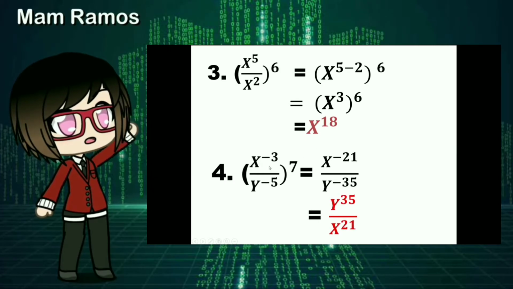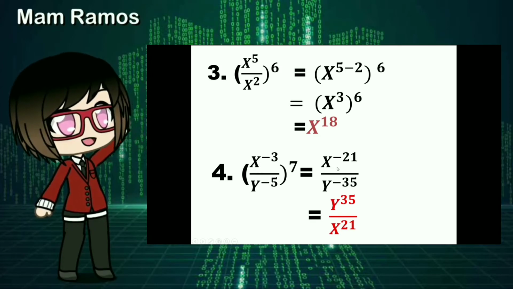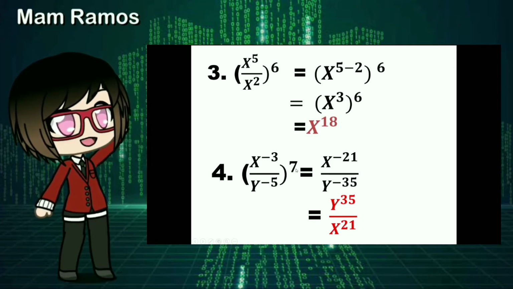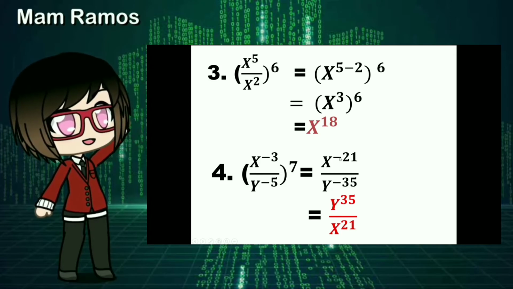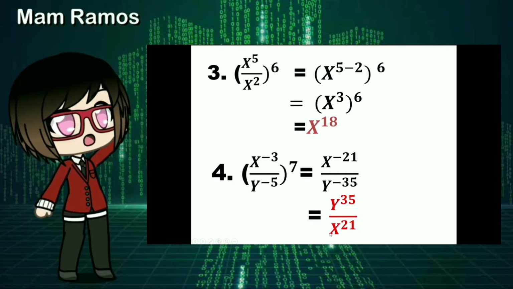Number 4, quantity x to the negative 3 over y to the negative 5, raised to the 7th power. So we have different bases. So we first raise x to the negative 3 to the 7th power. The answer is x to the negative 21 because we multiply negative 3 by 7, over y to the negative 5 raised to the 7th power, which will be equal to y to the negative 35. So we notice that they have this negative sign, both numerator and denominator. So we just invert the denominator and the numerator. Therefore, the answer is y to the 35 over x to the 21 power.